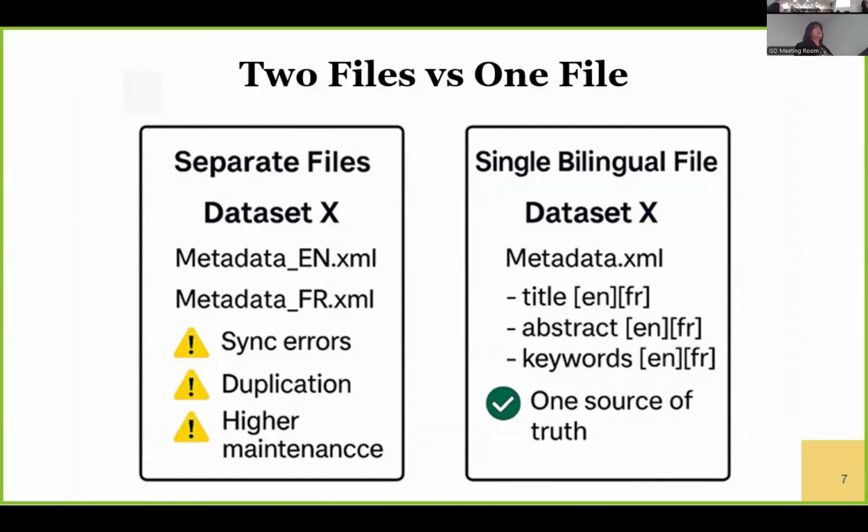As we were working together, people started bringing their files, their metadata XMLs, and departments that had separate files started complaining about issues with maintenance. They said, okay, managing two files is not as easy as managing a single file. They were complaining of sync errors, duplication, higher maintenance. And those with a single bilingual file basically were holding one source of truth. Again, there were several similar implementations of the single bilingual file.